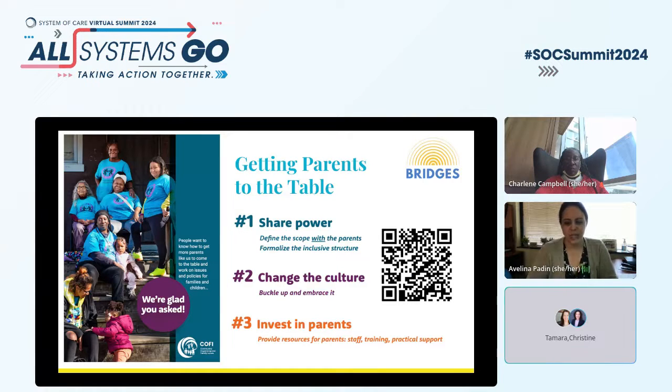And number three, investing in parents, which we've already talked about. So providing resources so that parents can be engaged in your work, whether that's shifting your meeting times so they don't interfere with kid pickup or drop off, making sure you're compensating people adequately for their time, and giving them training and, yes, even technical support sometimes, to make sure they can be at the table, be in your space.